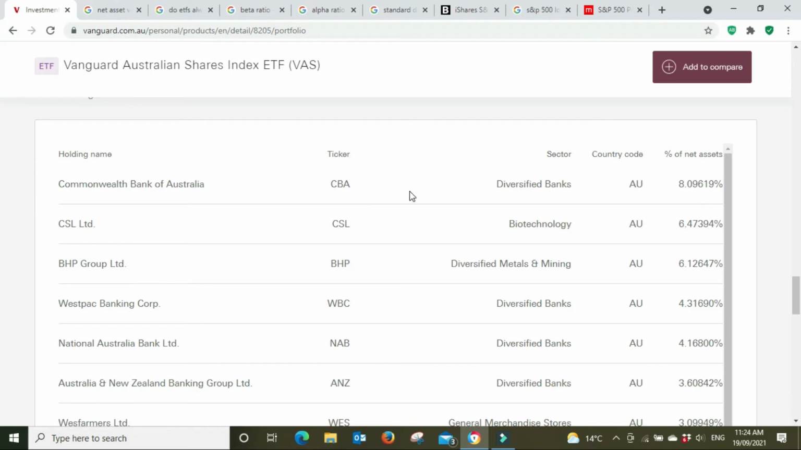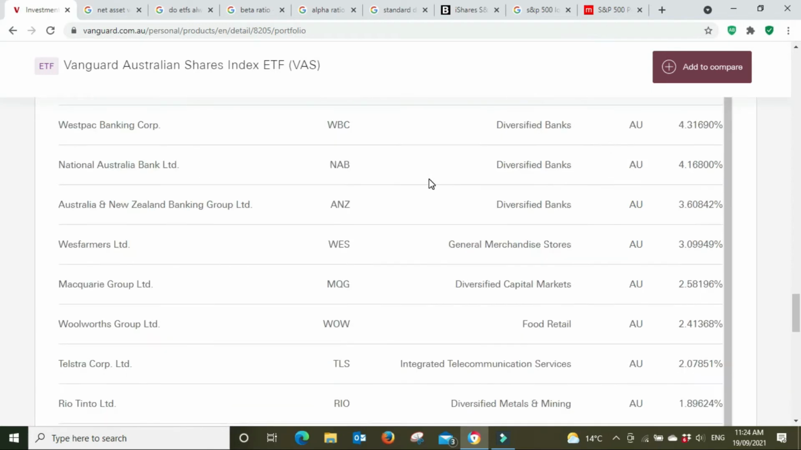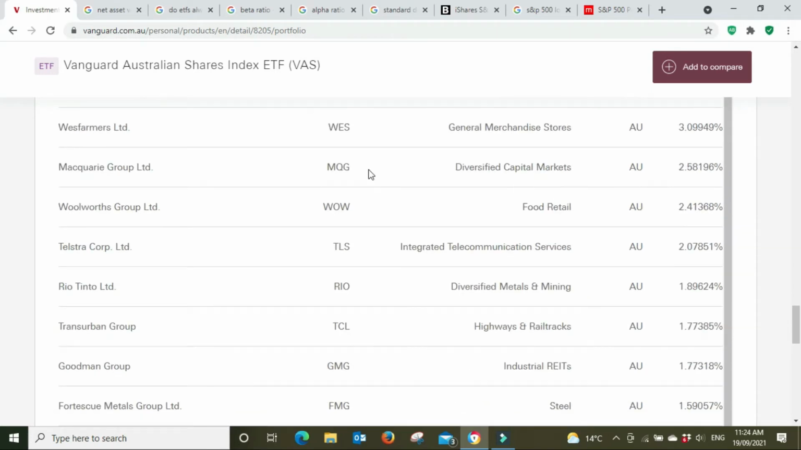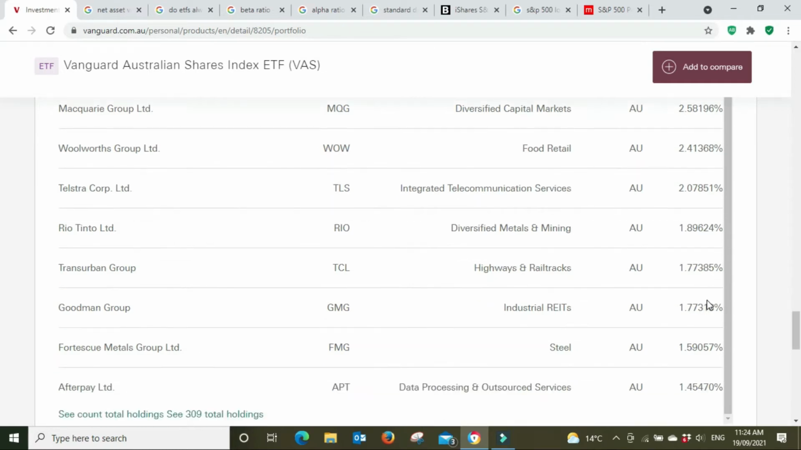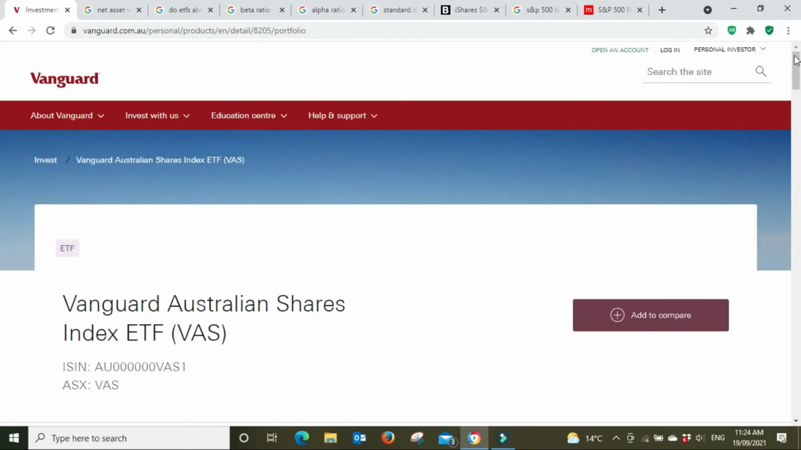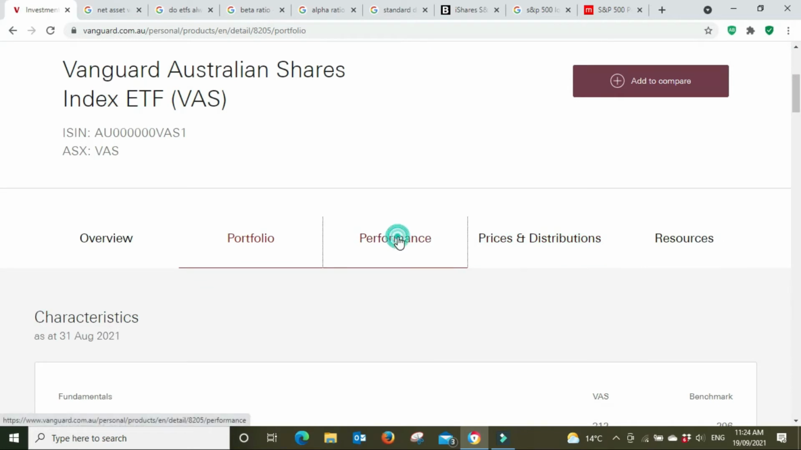So if the bigger companies tend to make up a lot of the ASX 300, then you're going to get that equal piece of the bigger companies, not necessarily on a one-for-one basis, but exactly how much they make up of the index, if that makes sense. So it keeps going down. You can see we've got 2% of Telstra, Rio, plenty of information there for you to have a look at. We're going to move along to performance.